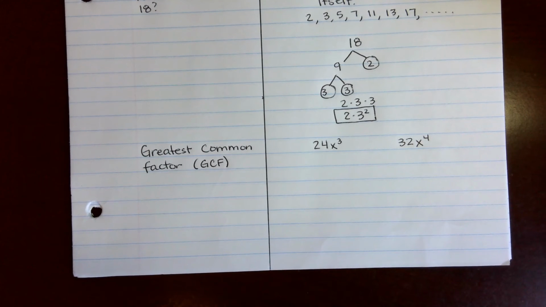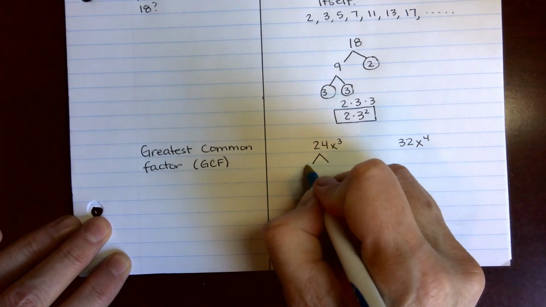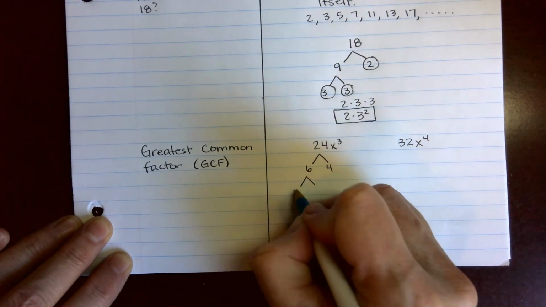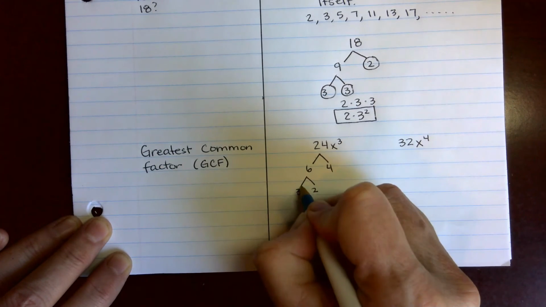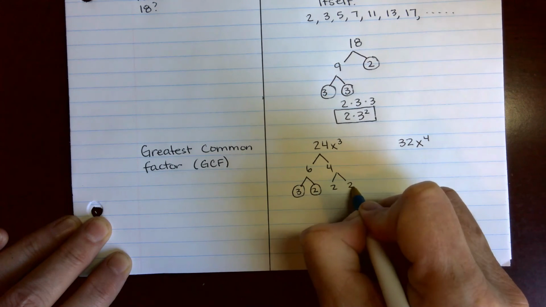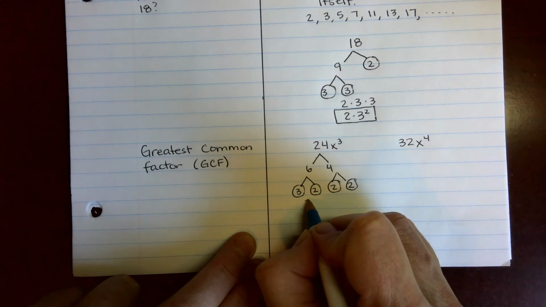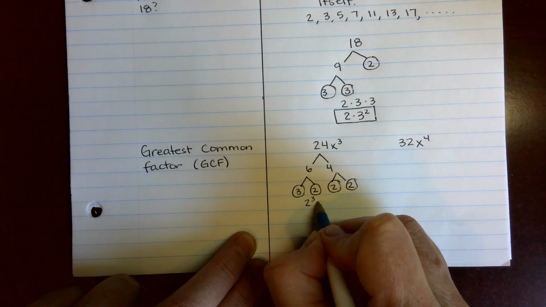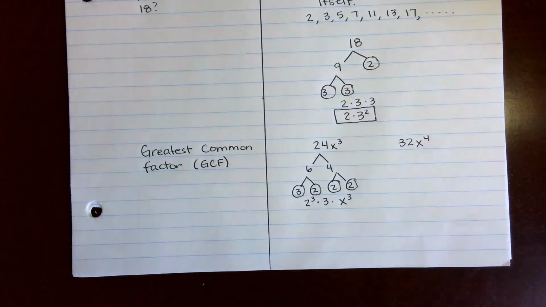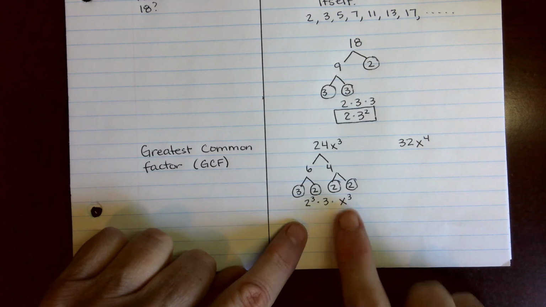Okay, so I would have looked at the 24, and I would have said, all right, I'm going to say 6 times 4, but neither of those are prime. So I'm going to do 3 times 2, both prime. 2 times 2, both prime. Okay, so I could say this is 2 cubed times 3. Okay, so I wrote out the prime factorization, but I have a variable in there.